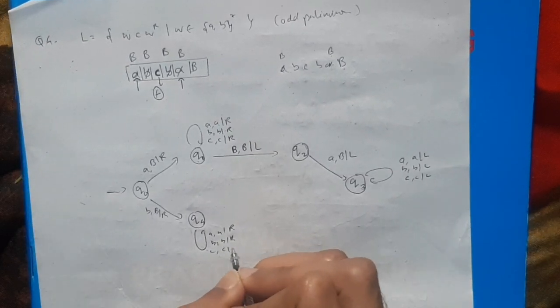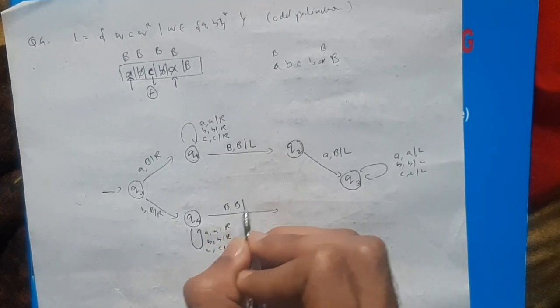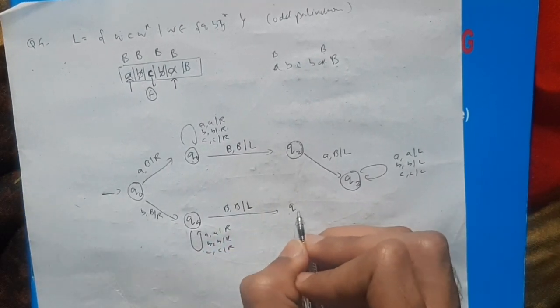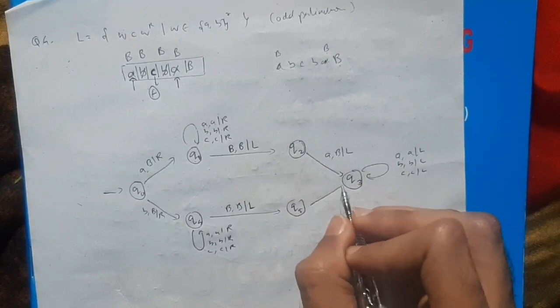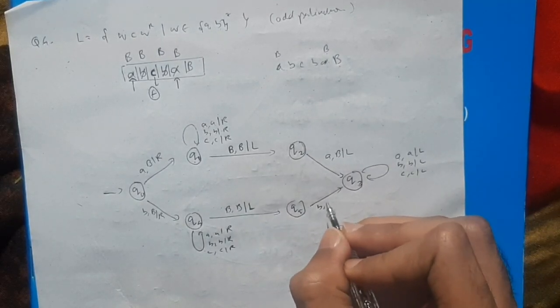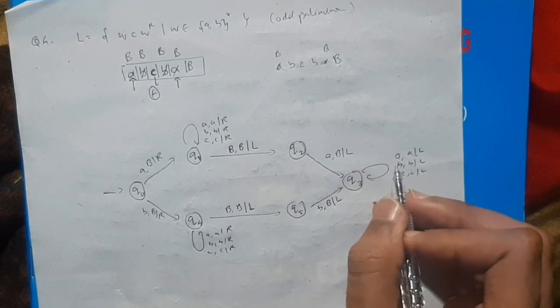So I'll write here CCR, and whenever I encounter a blank space, I have to write the blank space on top of that and move to the left, and in this state I have to check if it's B or not. If it's B, I'll continue. So if I have a B here, I'll write a blank space on top of that and move to the left, and after that I'll ignore a number of A's and B's.